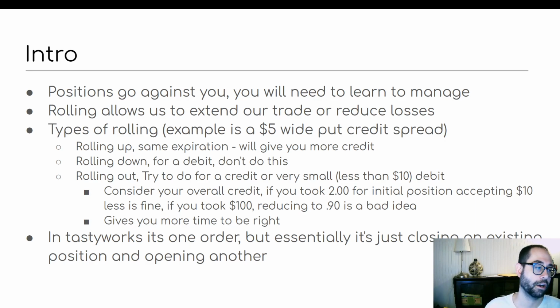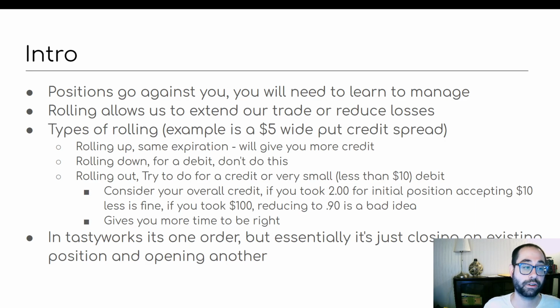So for example, here, we could roll up and keep the same expiration. That will give us more credit. So that is the example that I just gave you, where you're still bullish on the stock and you think it's got a lot more room to run. The further away from at the money, the less the movement and the Greeks are affecting your option position. So if you want to keep that near at the money, of course that's riskier, but you can end up collecting a lot more credit.